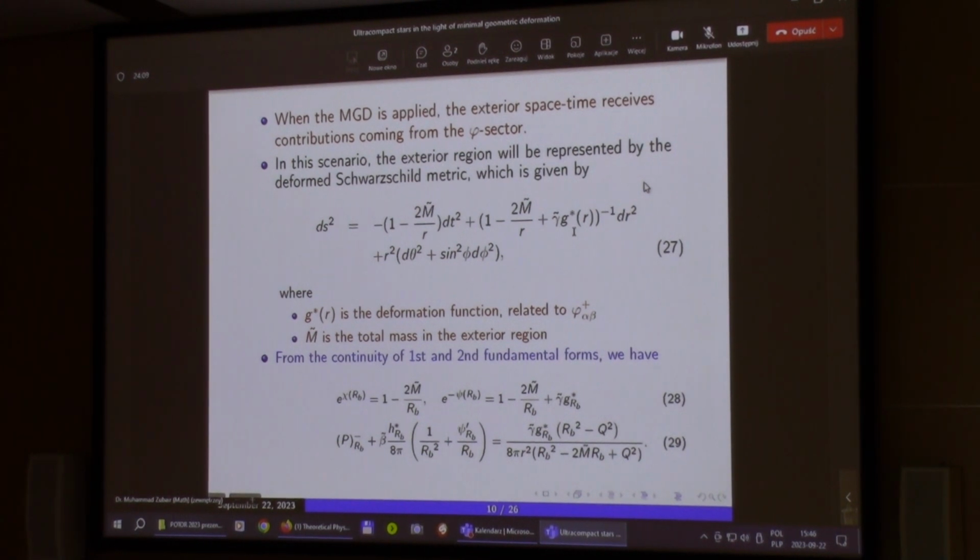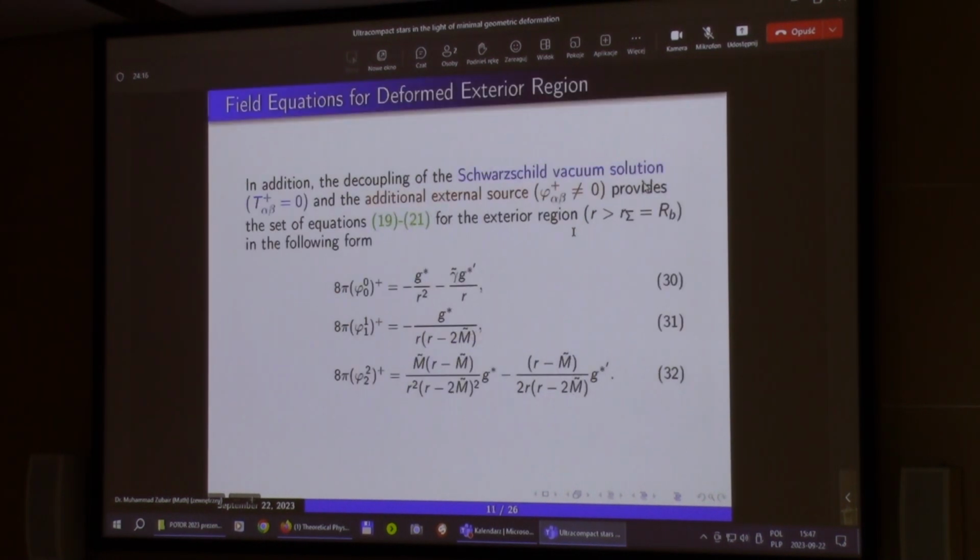So from the continuity forms, we can formulate the relations as in equations 28 and 29. In the first case, if we pick up that the additional external source θ alpha beta in the exterior region, θ alpha beta plus, you can see the plus sign, is non-zero, then we can formulate θ00, θ11, θ22 in terms of the unknown function g static as a function of r.